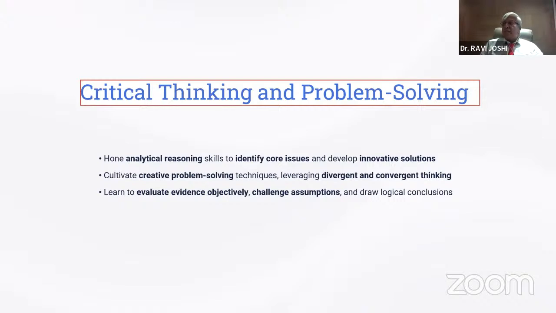Cultivate creative problem-solving techniques, leveraging divergent and convergent thinking. When my student goes and works in the industry, they have to go for creative problem solving. What is the meaning of creative problem solving, divergent and convergent thinking? In my class, I'm teaching concepts, principles, theories and laws. But when I come to production, I want a specific requirement. I want a coolant to be manufactured. I want a detergent or disinfectant to be developed and manufactured. So the concept is the same, the principle is the same, the material is the same, but the process will change. So what type of process is there?